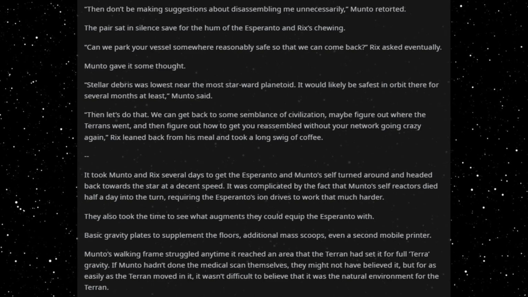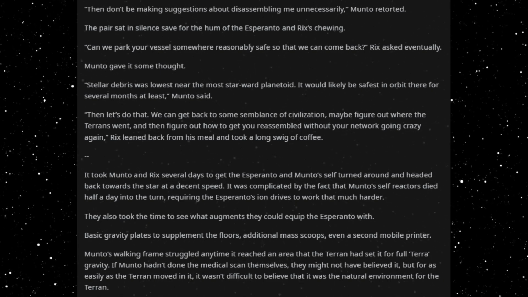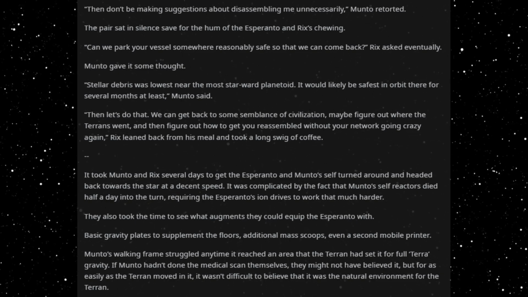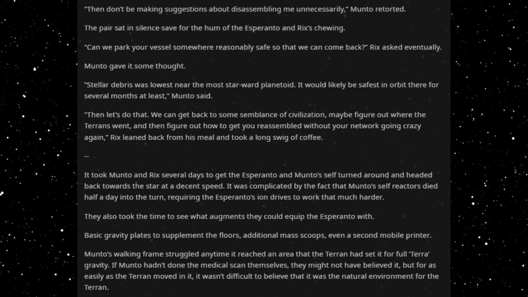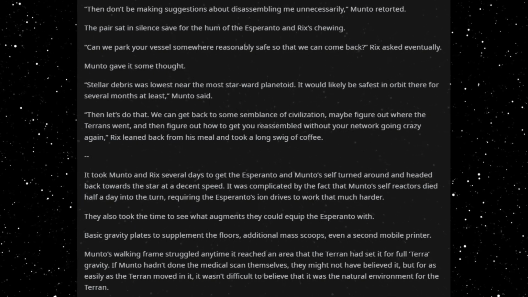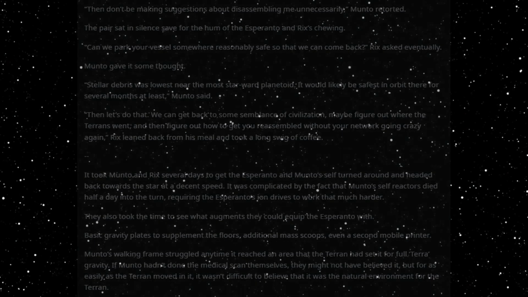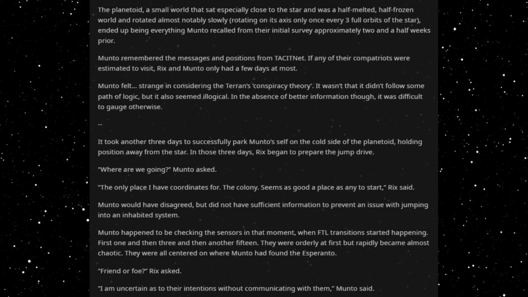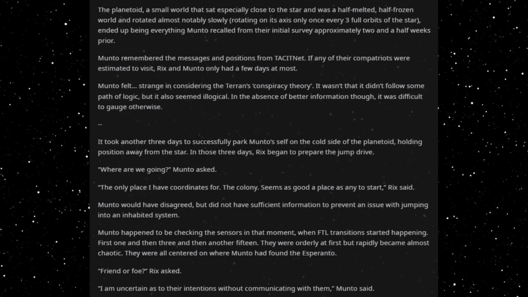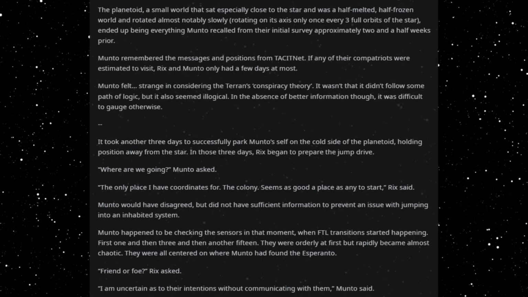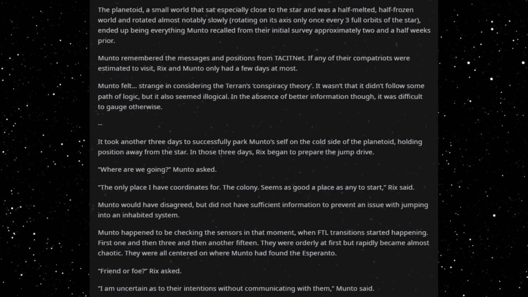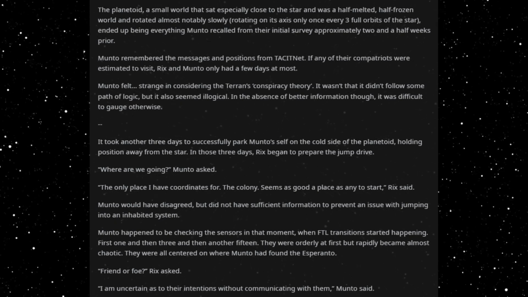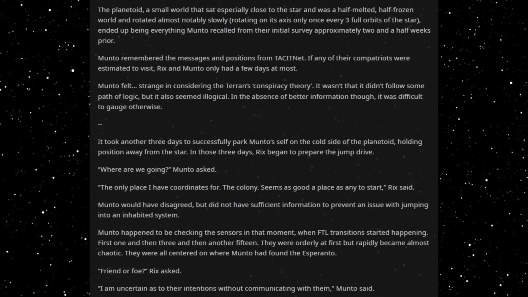Munto's walking frame struggled any time it reached an area that the Terran had set it for full Terra gravity. If Munto hadn't done the medical scan themselves, they might not have believed it. But for as easily as the Terran moved in it, it wasn't difficult to believe that it was the natural environment for the Terran. The planetoid, a small world that sat especially close to the star and was half-melted, half-frozen, and rotated almost notably slowly, rotating on its axis only once every 3 full orbits of the star, ended up being everything Munto recalled from their initial survey, approximately 2.5 weeks prior.